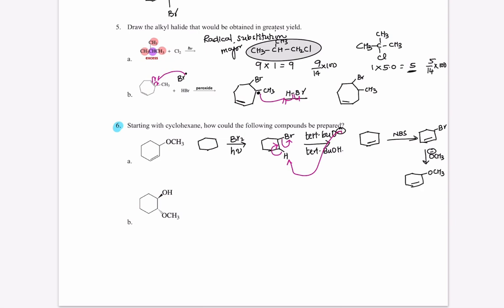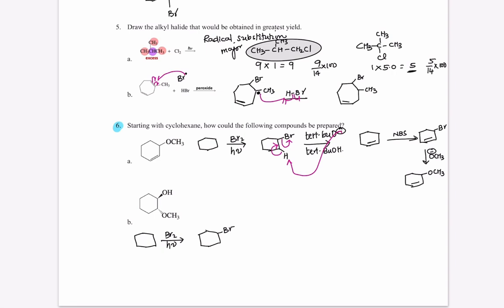Let's go on to the next reaction. Here you have a cyclohexane molecule on which we have to put a hydroxy group as well as an OCH3 group. How are we going to do this? Again, starting from cyclohexane, we cannot do any reaction other than the radical substitution reaction. So we'll start with cyclohexane, and we will do the radical substitution reaction. That's going to give us this.